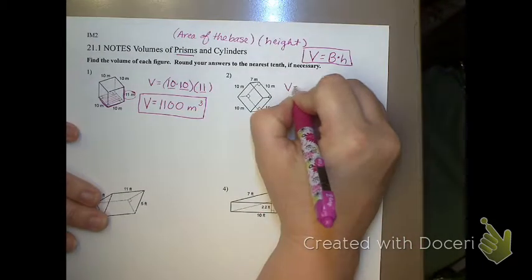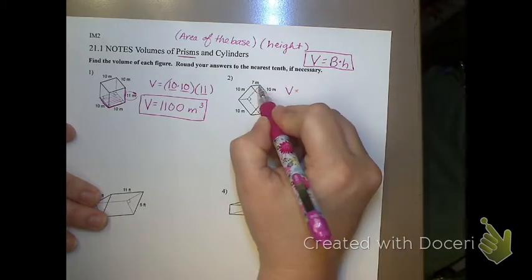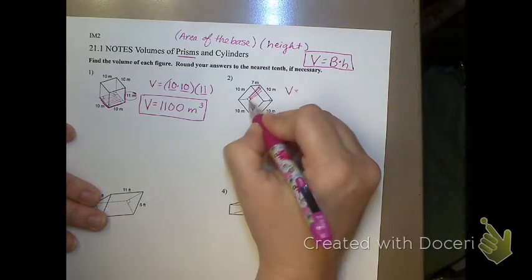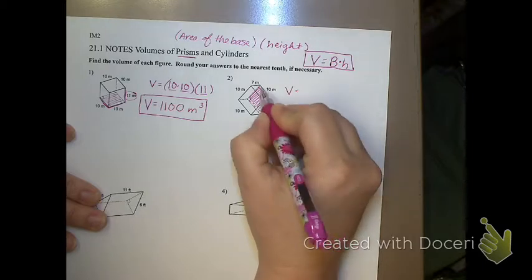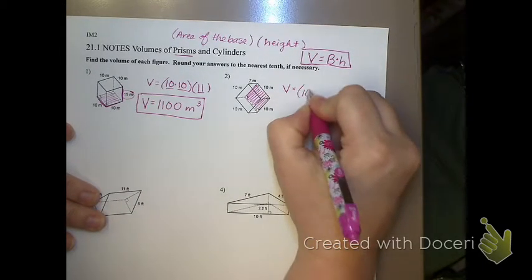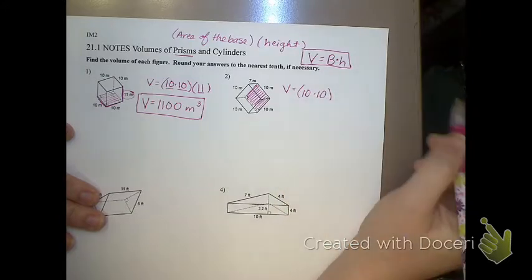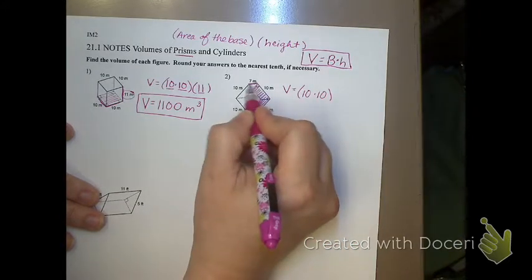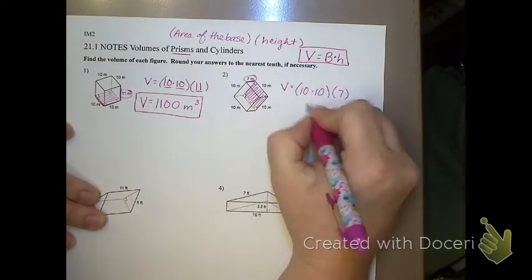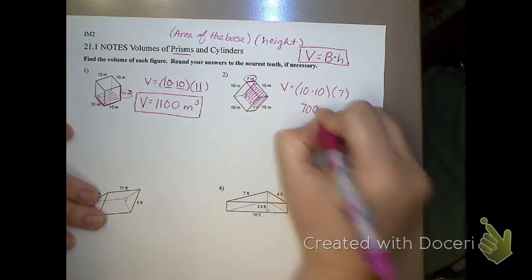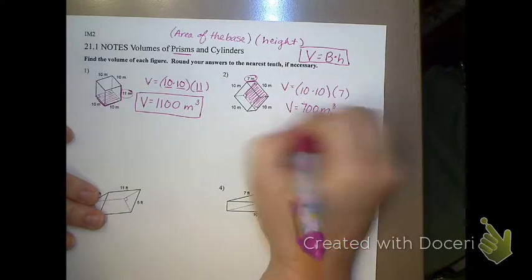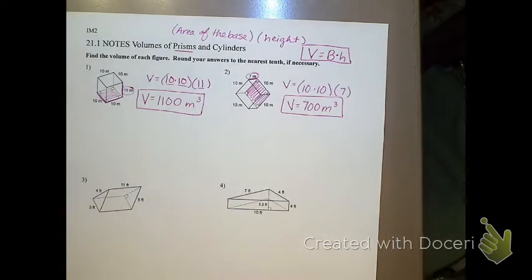So if I did volume here, again, my base, it really doesn't matter which side you call the base. I'm going to call that one because, again, it's got all my right angles there. So, again, it's a square. Again, it's 10 by 10, so I'm going to do 10 times 10. And then the other measurement that's given to me right there would be my height, and that's 7. So 10 times 10 times 7 would be 700. And I would call that meters to the 3rd because volume is always to the 3rd power.